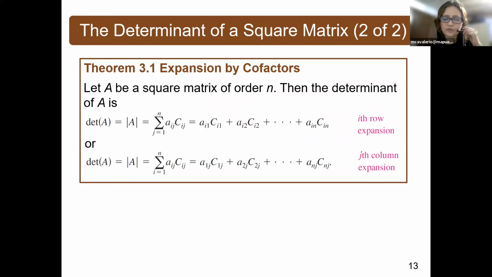We can also perform a jth-column expansion. Again, the determinant of A can be evaluated using the jth-column expansion, which is the summation of the product of a sub ij and its cofactor C sub ij, beginning from i equals 1 up to n. So for example, we will have a1j C1j plus a2j times C2j, and so on, plus a sub nj C sub nj. We are doing the expansion at the jth column.